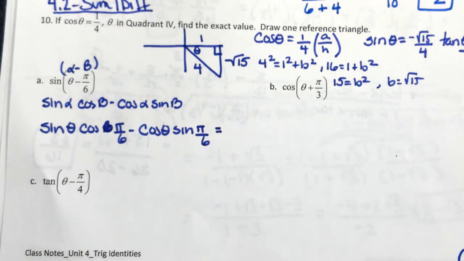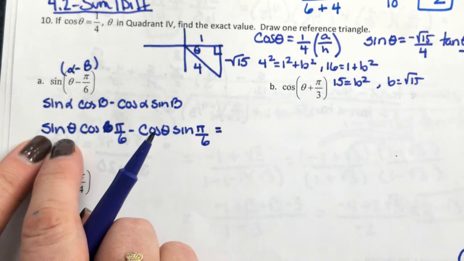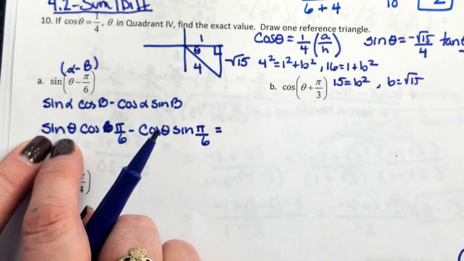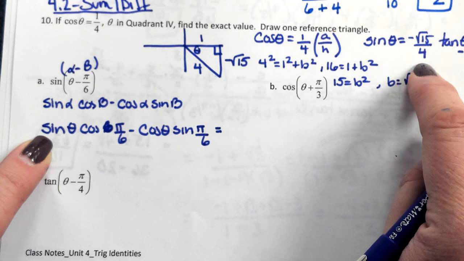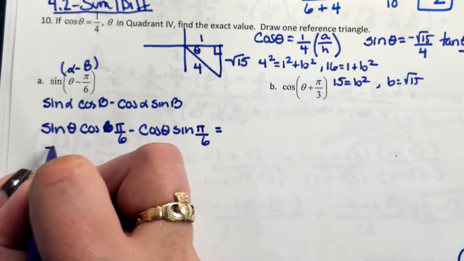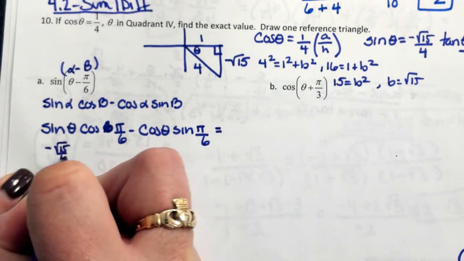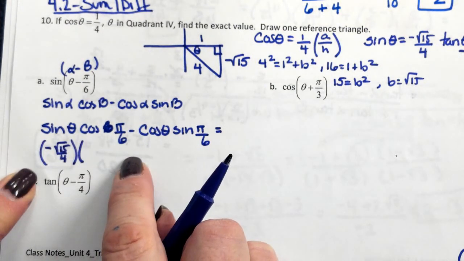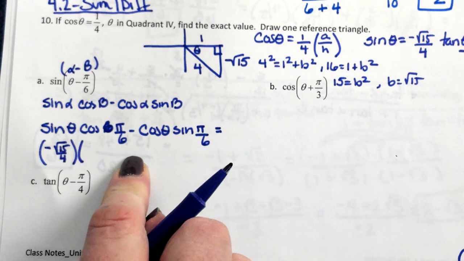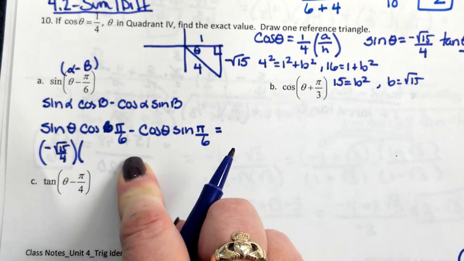So now substitute the values in. So anytime you're looking at the sine of theta, obviously that's not unit circle. So you're going to have to look at the triangle. What is the sine of theta ratio that I set up? I set up that sine of theta is equal to negative square root 15 over 4 times cosine of pi over 6. You can find the cosine of pi over 6. That's from the unit circle.